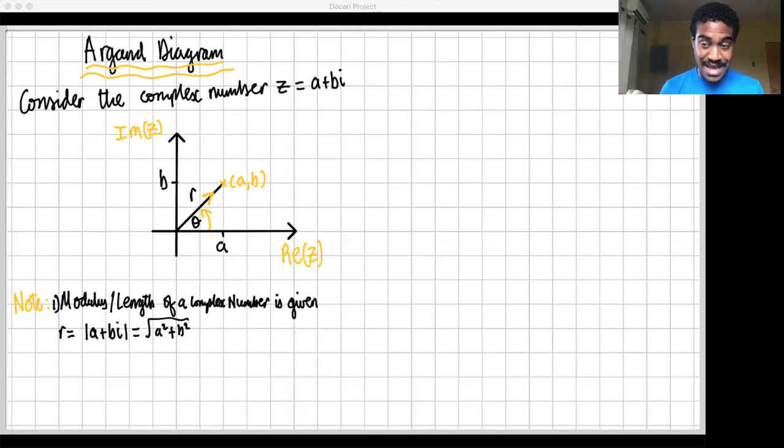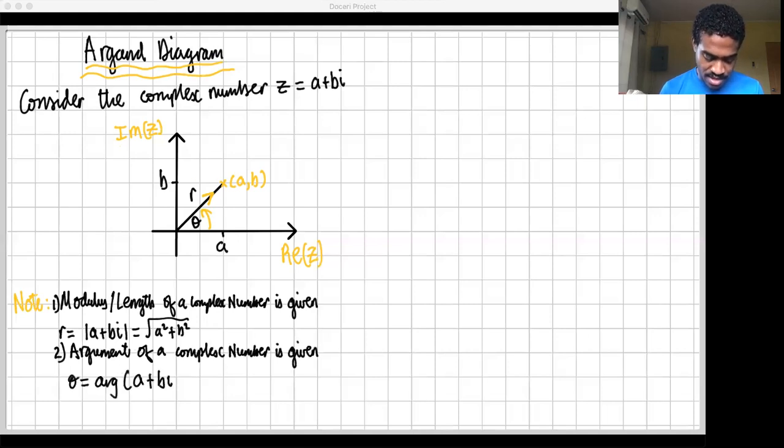Also, we want to look at the argument of a complex number. The argument of a complex number is simply the tan inverse of the imaginary part over the real part. So the argument of the complex number is given by this here. Theta is equal to the arg of a plus bi, which is given by this formula here. And this is very important, very key.